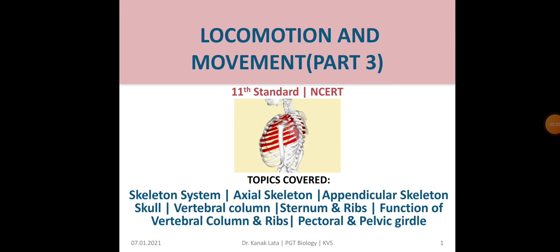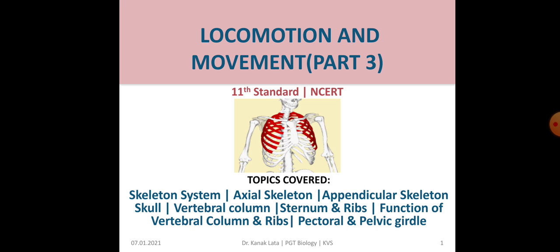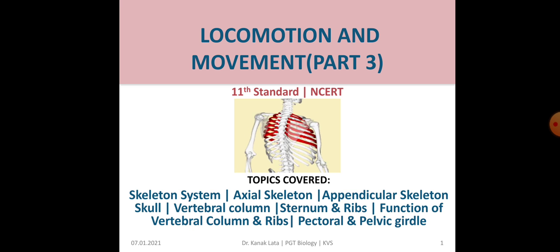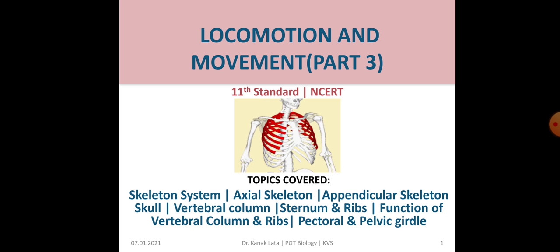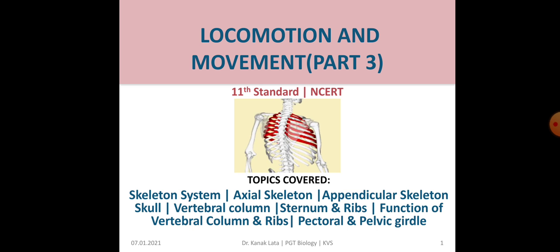Today I am again back with Locomotion and Movement part 3 of 11th standard. In this session, we are going to discuss the skeletal system, axial skeleton, appendicular skeleton, skull, vertebral column, sternum and ribs, functions of vertebral column and ribs, pectoral and pelvic girdle. So let us start the session.